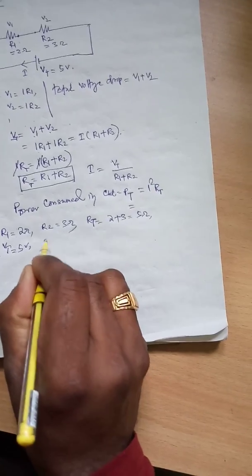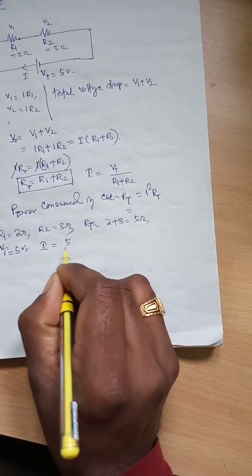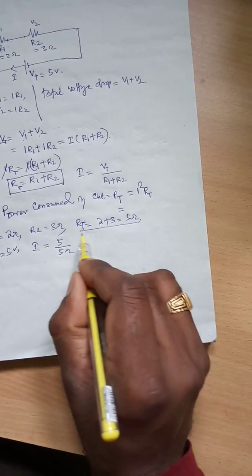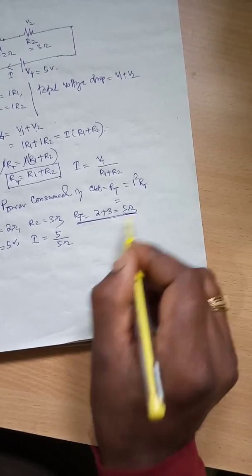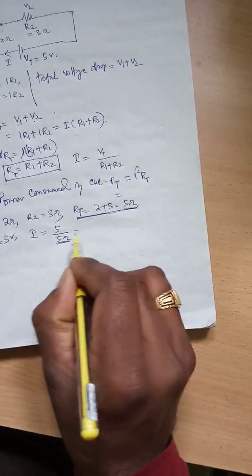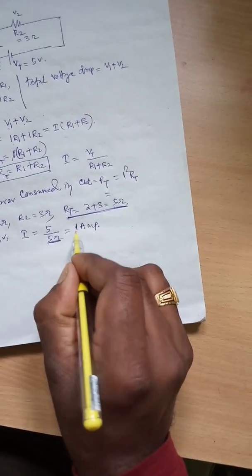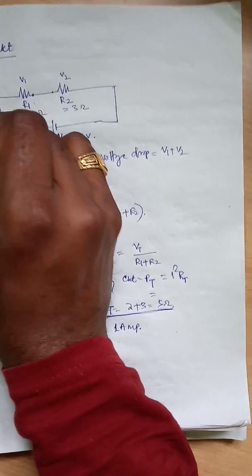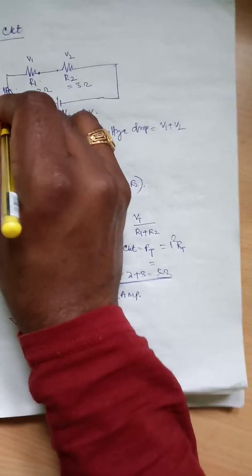So the current I is equal to 5 volt divided by the total resistance of 5 ohm. That is 1 ampere. So the total current of the circuit is 1 ampere. I is equal to 1 ampere current passing through R1 and R2, because the current I remains constant.